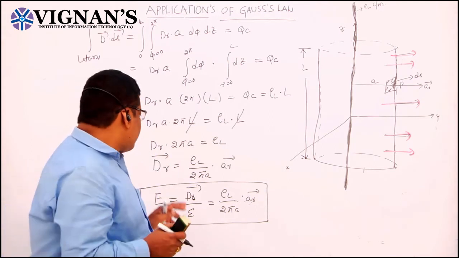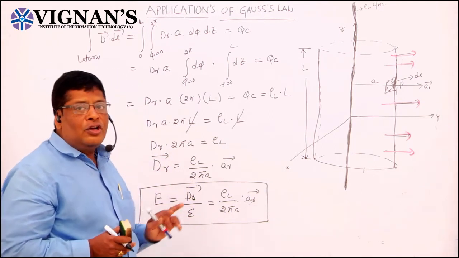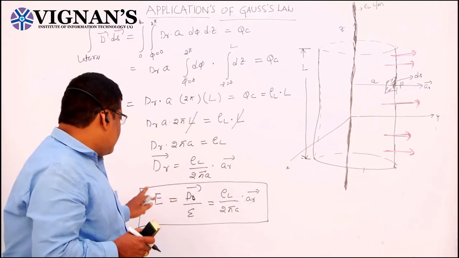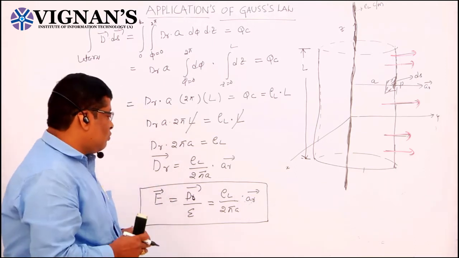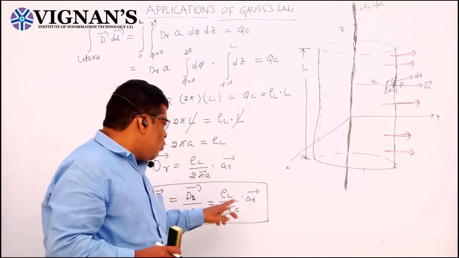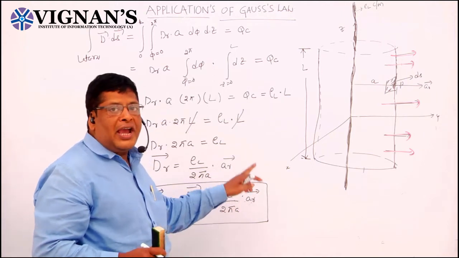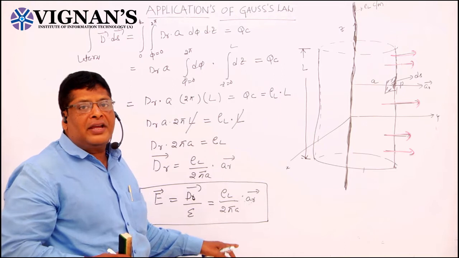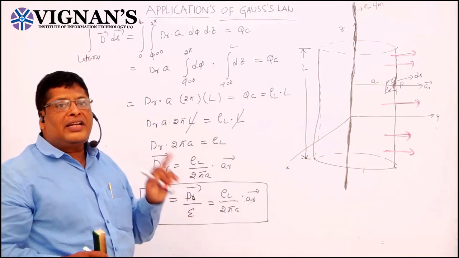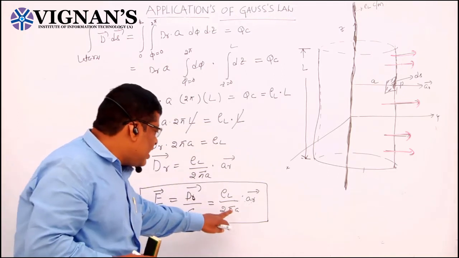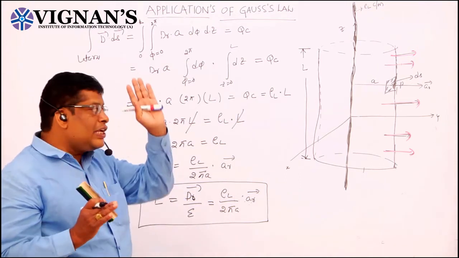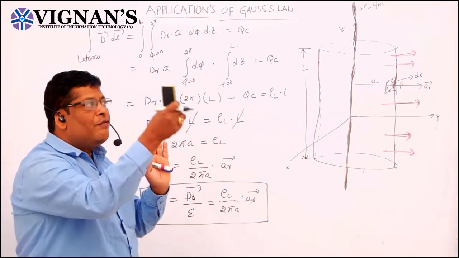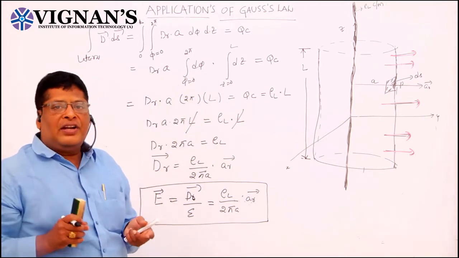The final expression for the electric field intensity due to the line charge placed on the z-axis is E bar equal to rho L by 2 pi rho into a rho bar. Here a rho bar is a unit vector in the direction of the radius of the cylinder, where rho is the distance between the line charge and point P, where we are going to find the electric field intensity.